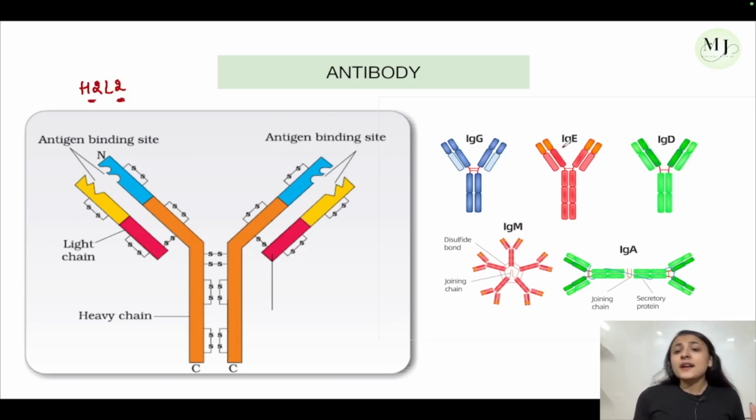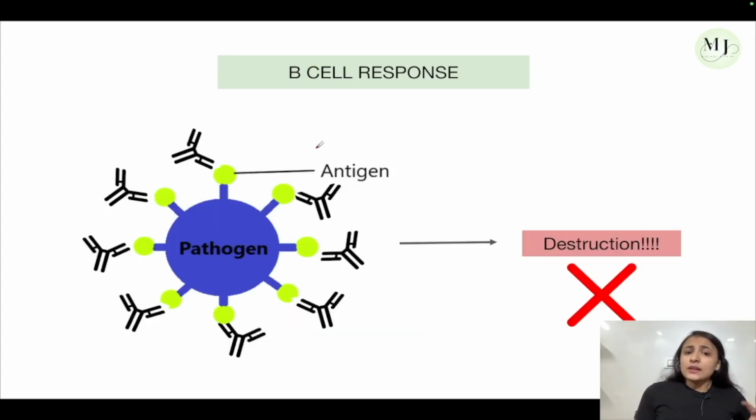And there are various kinds of antibodies present in our body. These are IgG, IgE, IgD, IgM, IgA and so on. Now, when these antibodies come in contact with their target pathogen, they bind to the antigen present on the surface of that pathogen, thereby tagging this pathogen. Now this pathogen has been tagged and marked by these antibodies.